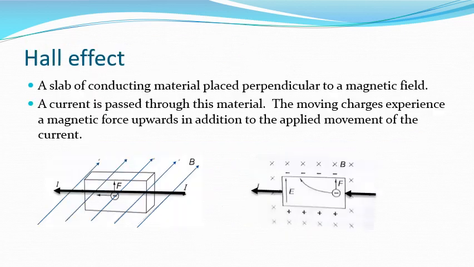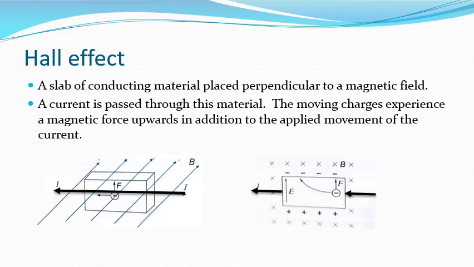Okay, so how might we measure magnetic field strengths? Well, one of the things we can use is the Hall effect and a Hall effect probe. So if we place a conductor perpendicular to a magnetic field and we pass a current through this material, so we've got the current I going from right to left on this diagram here, we've got a field going into the page on the diagram there.